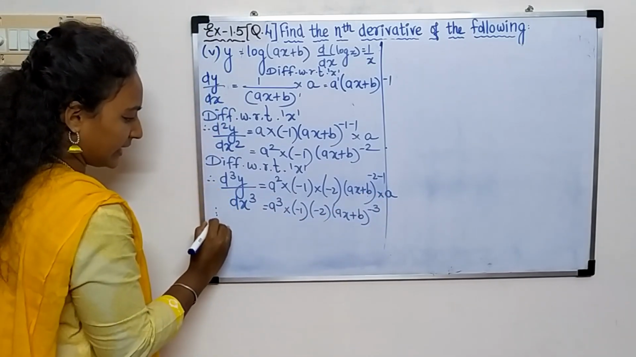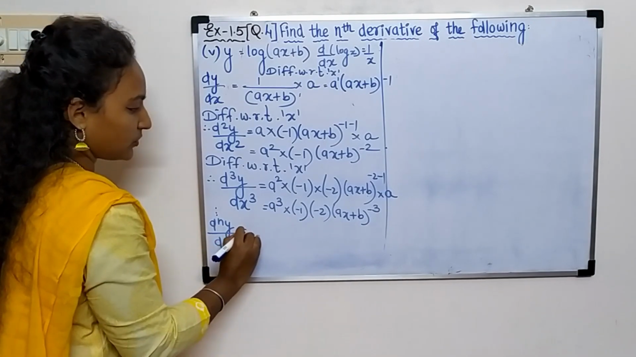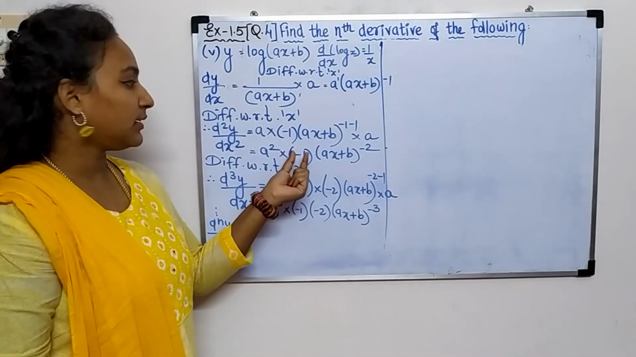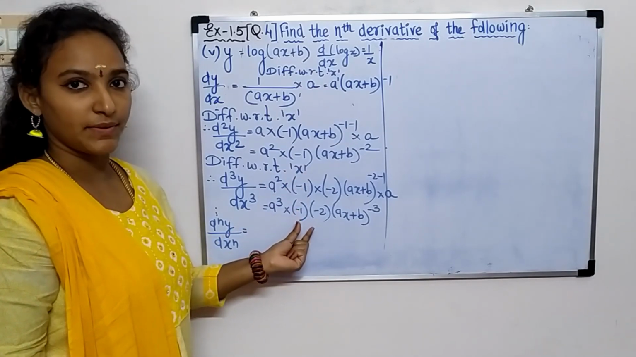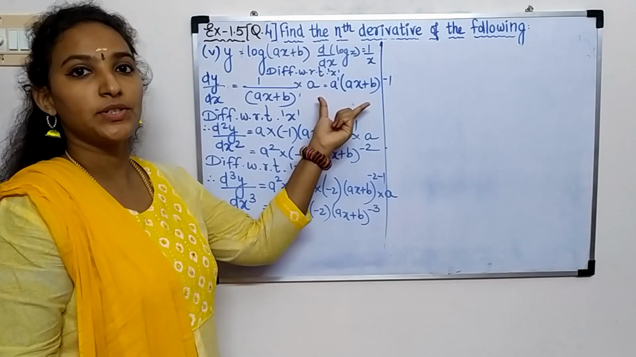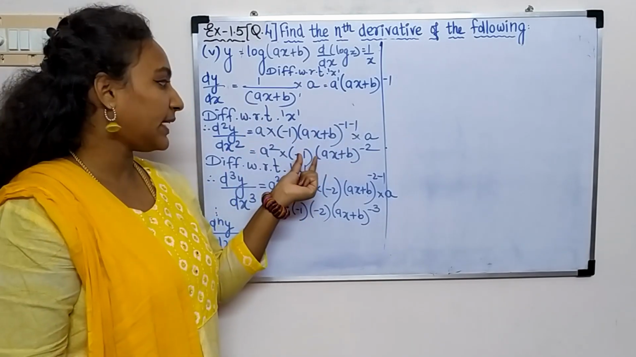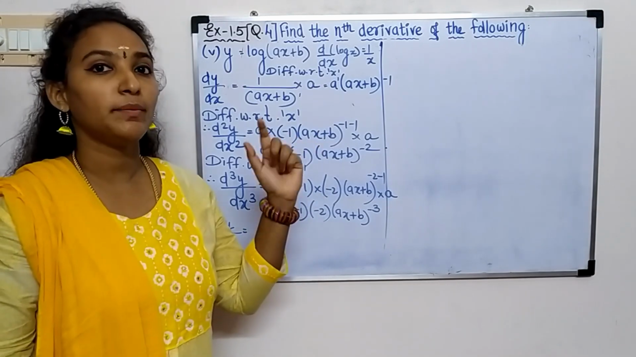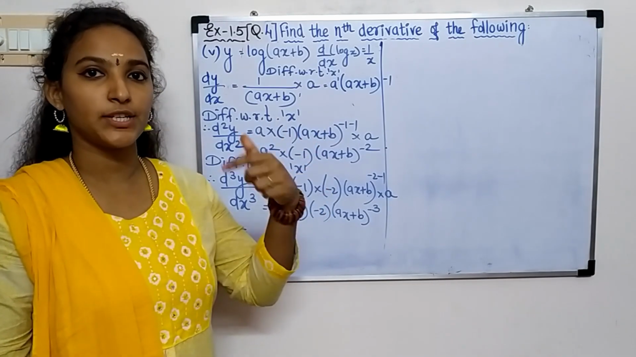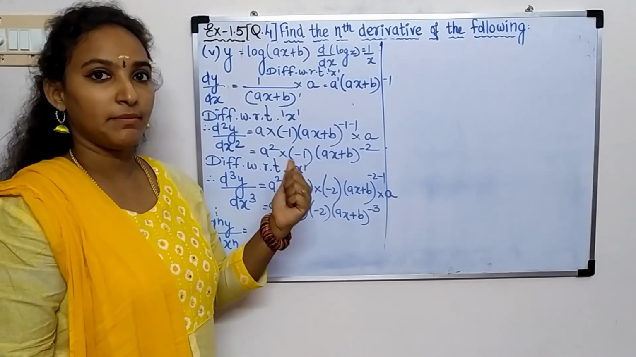Now let us calculate d raised to ny upon dx raised to n. You can see that the minus 1 is following everywhere, but in the first question we do not have any minus. Okay, so we have to take one number less. In question number 2 we have taken minus 1 raised to n, but here we will be taking minus 1 raised to n minus 1.